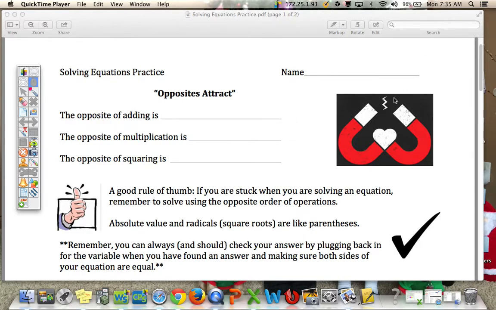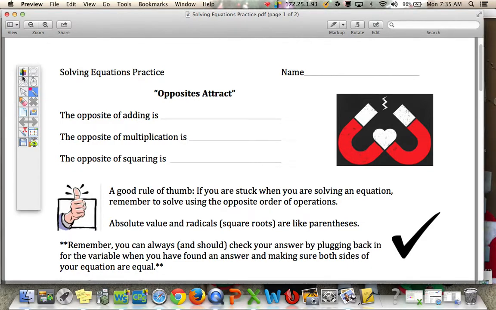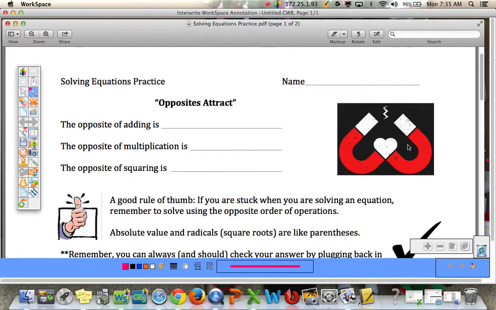We're going to look at how you solve different equations with some of these families of functions from Unit 4. So we're first going to talk about inverses or opposites because we'll use those to solve. The opposite or the inverse of adding is subtracting. The opposite of multiplication is division, and the opposite of squaring is square rooting. And again, we're going to use these operations to solve.